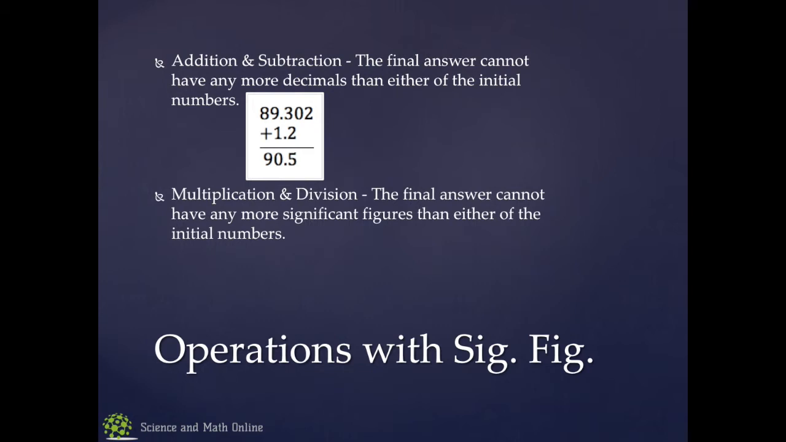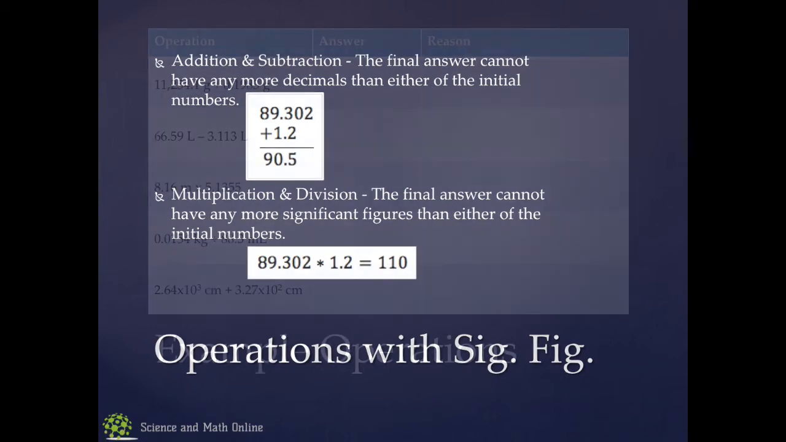In multiplying and dividing, it's not about decimal places, it's about significant figures. So once again, if I take the same 2 numbers, this one has 5 significant figures, because all the numbers are significant and that 0 is in between. And this one only has 2. So my answer can only have 2 significant figures, so I have to round it off to account correctly.